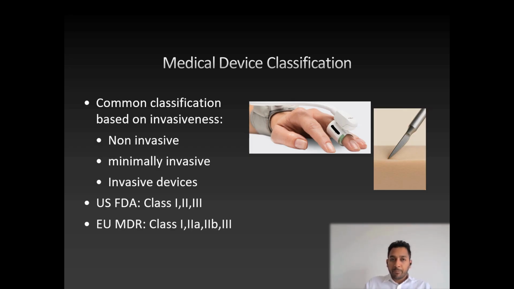So we have a few classes, and invasiveness is a key factor in determining the risk profile of these devices. Based on the risk profile, they have to have different kinds of security controls. They go through different kinds of scrutiny by regulatory bodies like the FDA in the US. In the EU, we have MDR. In the US we have different classes, like class 1 being low risk and class 3 being high risk. So invasiveness is a key factor in determining the risk profile of the device.